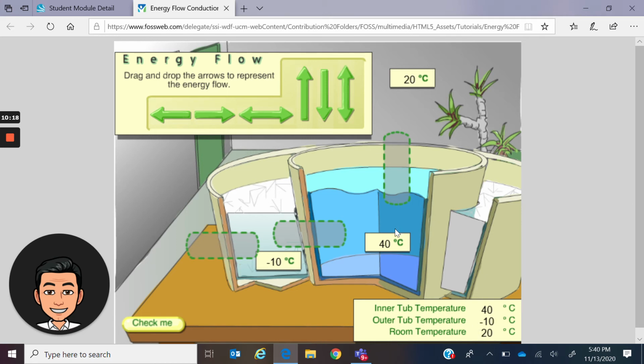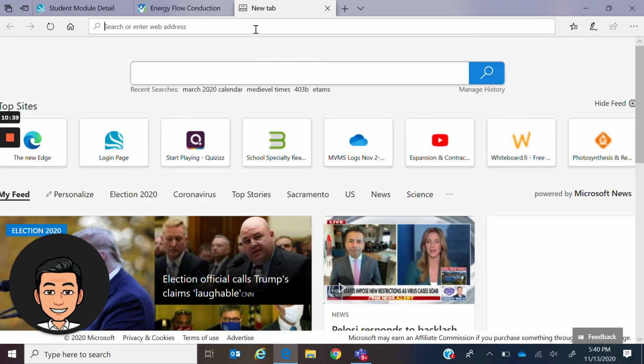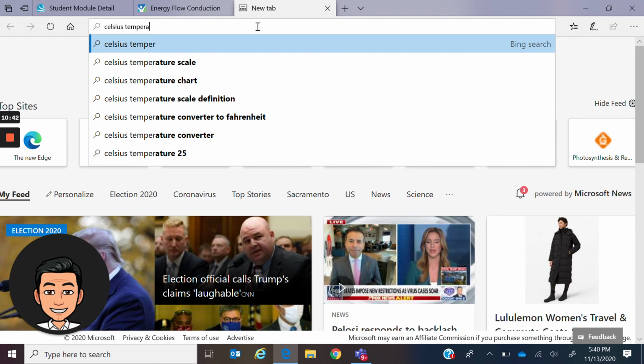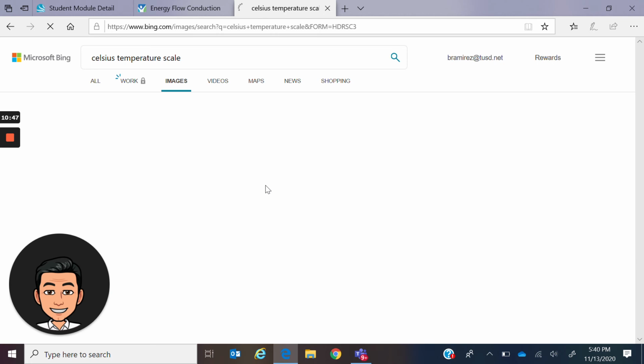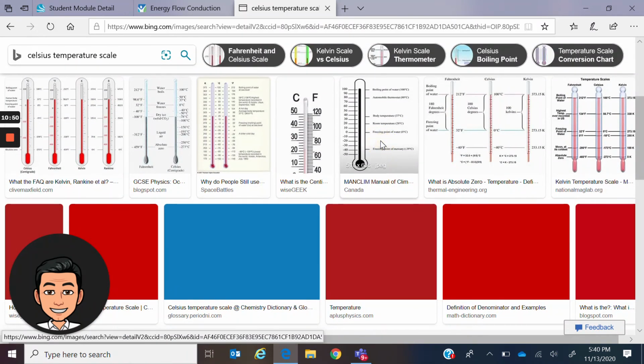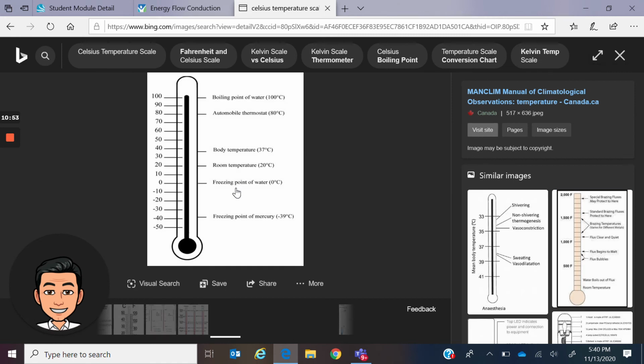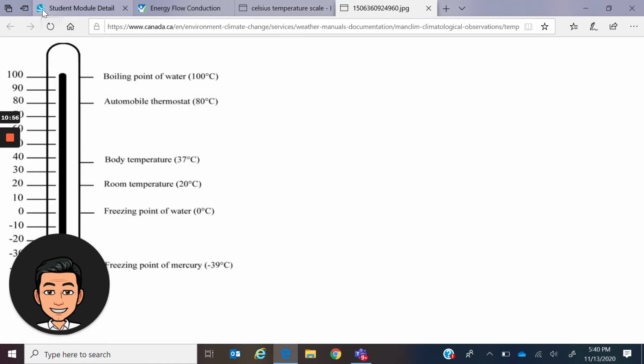So we need to find which of these temperatures is higher than the other, and then we will point an arrow in the direction of the lower temperature, because we know energy flows to the lower temperature, or the less kinetic energy. So 40 degrees Celsius and 20 degrees Celsius. If we look at the Celsius temperature scale, here's a good one where we can see negative and positive. Oops, awesome.